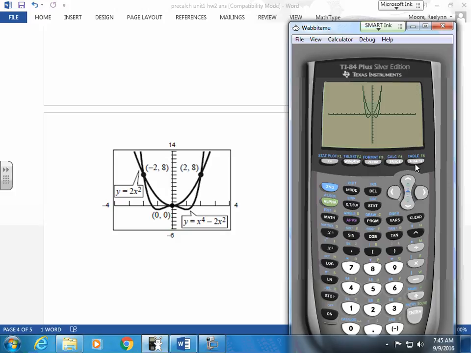So you're crossing right here. And if you look at your table, it's probably easier because it looks kind of jumbled up on the graph. Look for your y's to be the same. So it's happening in the positive, it's happening at the 0, and it's happening in the negative. See it?